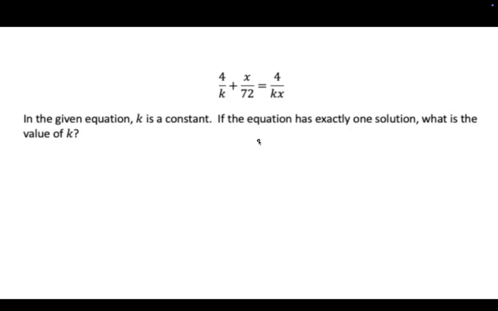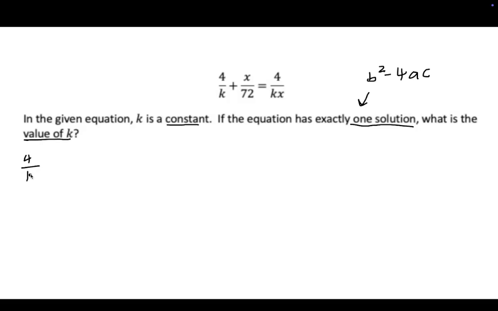Alright, so here's our next problem. The question states, in the given equation, k is a constant. If the equation has exactly one solution, what is the value of k? So we see the equation has exactly one solution, so we know this question is probably going to deal with b squared minus 4ac.